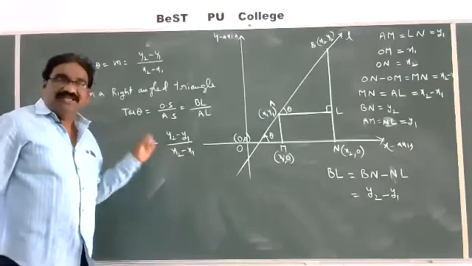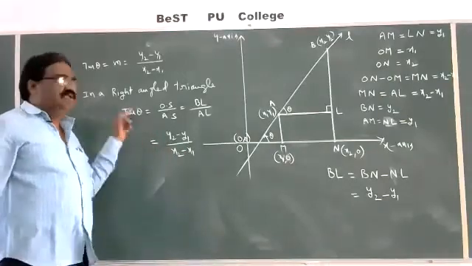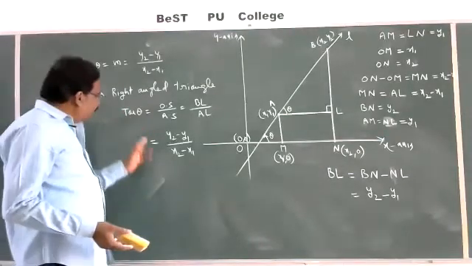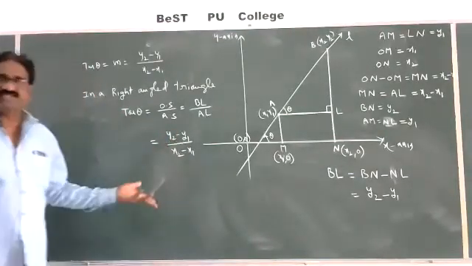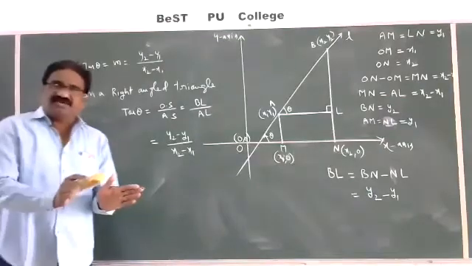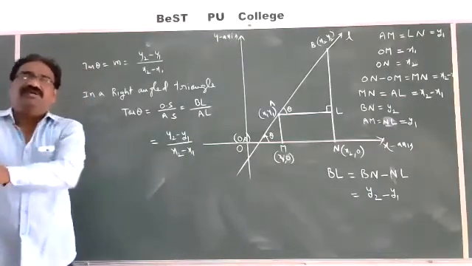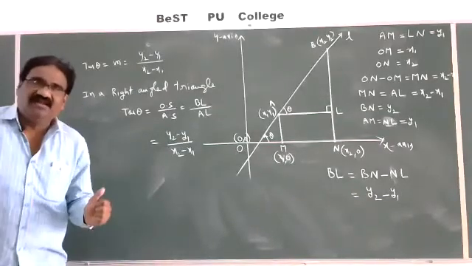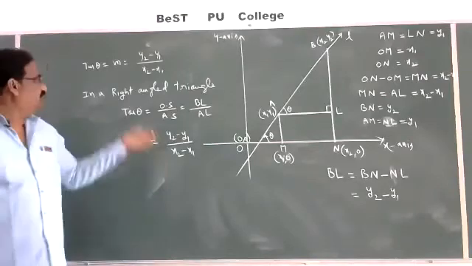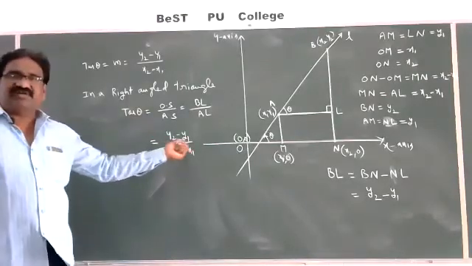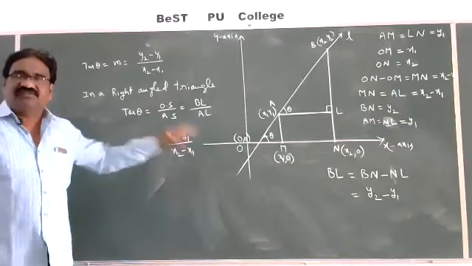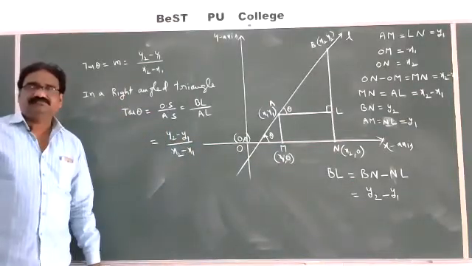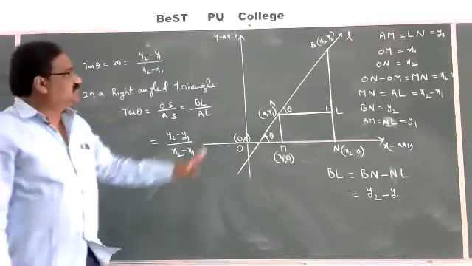The slope is equal to tan theta. Here we proved slope m is equal to tan theta. Tan theta is equal to y2 minus y1 by x2 minus x1. If theta is the inclination of any line, then tan theta is the slope of the line. You know already the slope of the line is y2 minus y1 by x2 minus x1, and that is equal to tan theta. So this is the proof.